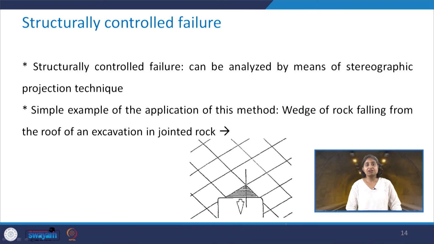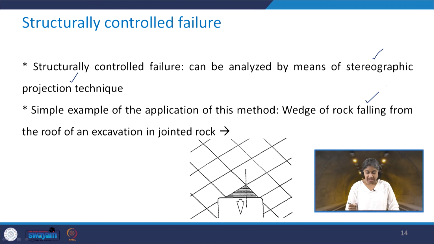Now, this structurally controlled failure can be analyzed with the help of stereographic projection technique. Some of these techniques we learnt in brief when we were learning the basics of rock engineering. So, we are going to make use of that knowledge here in the case of structurally controlled failure. A simple example of the application of this method is the wedge of rock falling from the roof of an excavation in jointed rock.